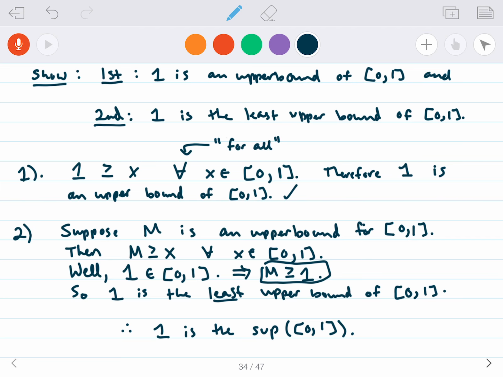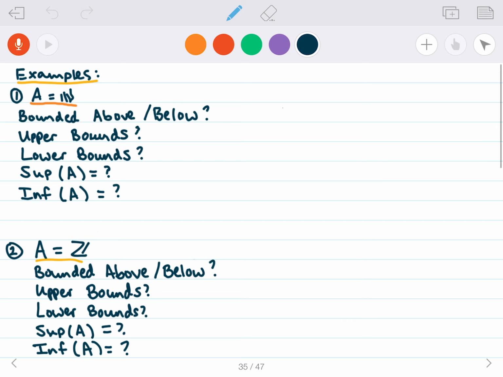So let's do some examples that aren't going to require proof. Let's just find the supremum and infimums and the bounds and things to get a feel for them. Wow, it looks like this N was written by an insane person. Let's do it a little bit better. Okay, so there's the natural numbers. So our first set is the natural numbers.